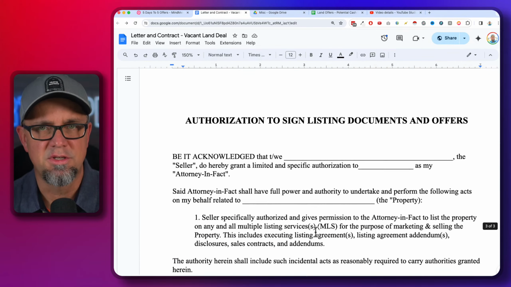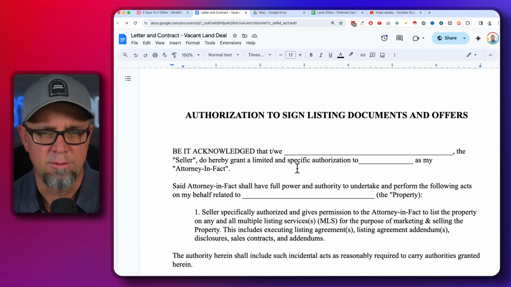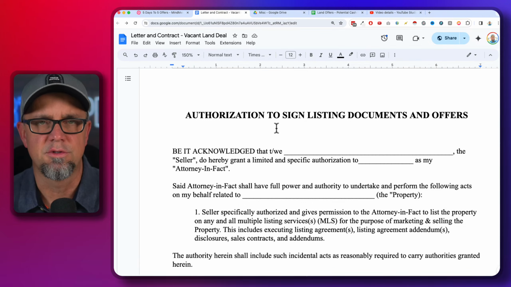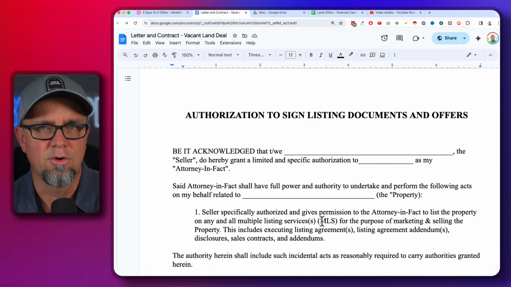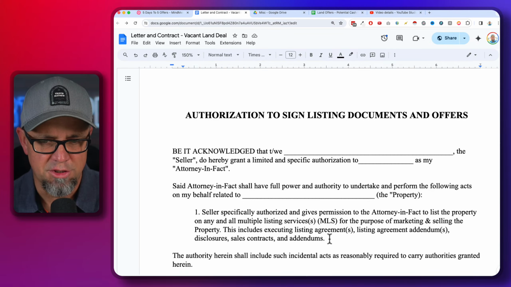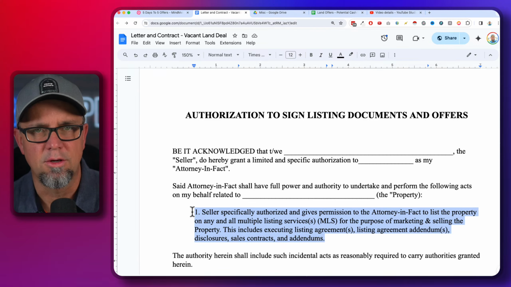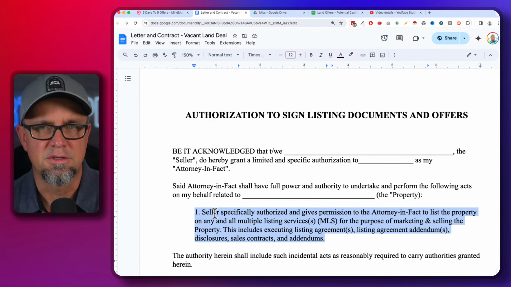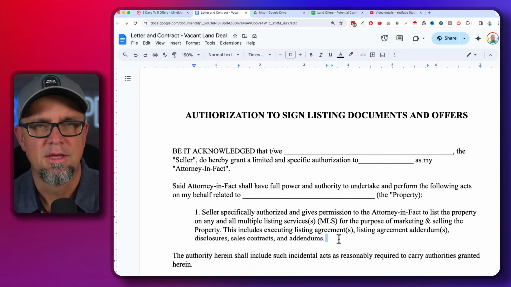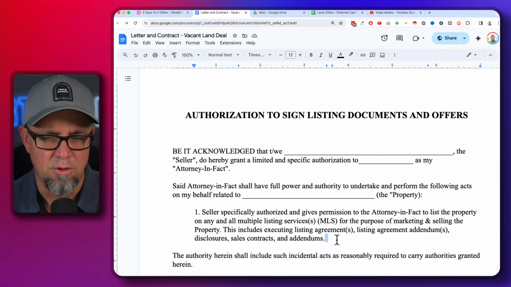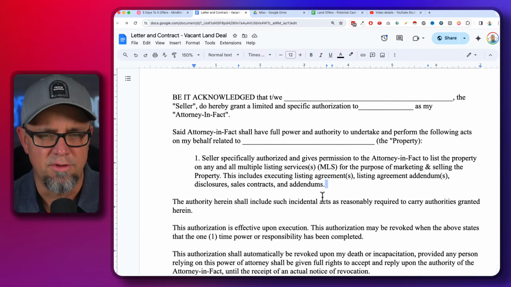We recently added a third page. This is called an authorization to sign listing documents and offers, or you could call it a limited power of attorney. Basically, if you're going to list your property on the MLS before you own it, this gives you permission to do that. This doesn't always work in all markets, and some people have never heard of it, but if we are getting any heartburn from the agent about listing it because we don't own it, usually this solves that problem.